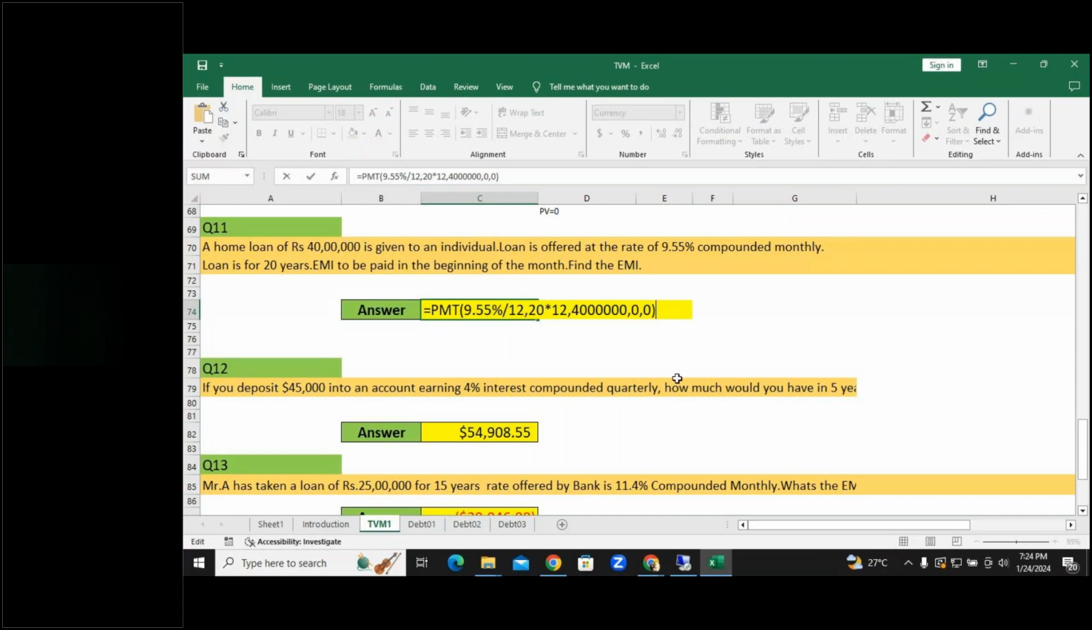Okay. So I'll explain you PMT: rate 9.55 divided by 12, that is compounded monthly, and it is paid for 20 years. So 20 multiplied by 12. So present value, what there is a loan amount that I am receiving, it is 40 lakhs. Then future value is 0 and I have to choose the type.